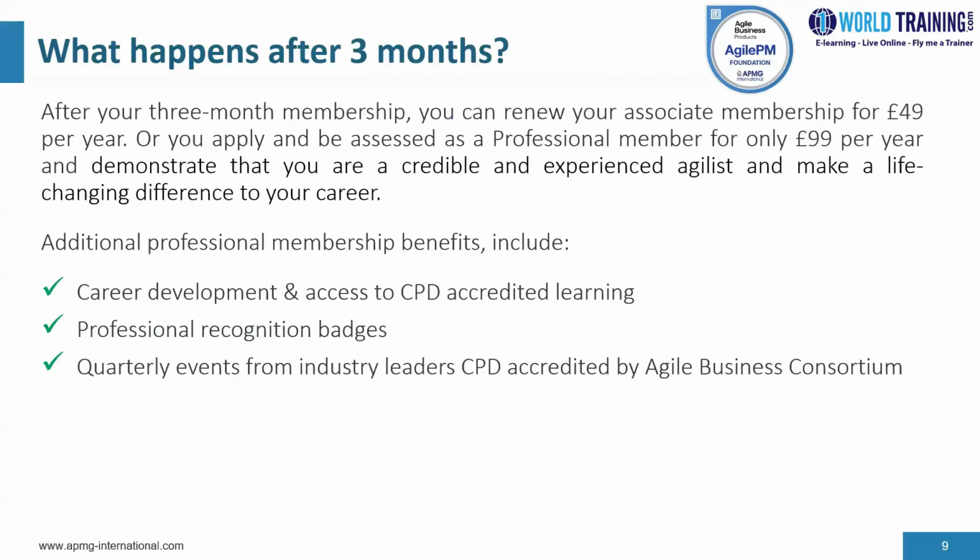So what happens after 3 months? After your 3-month membership, you can renew your associate membership as I stated earlier on, £49 per year, or you can apply and be assessed as a professional member for only £99 per year, and you could demonstrate that you're a credible and experienced agilist and make a life-changing difference to your career.